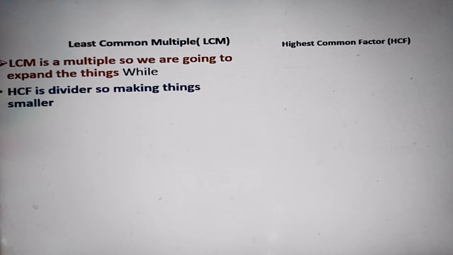So what is the difference between LCM and HCF? Basically LCM is a multiple, so we are going to expand things. As you have seen, the common multiple for 12 and 15 was 60. Okay, that was larger in number. And HCF is a divisor, so it makes things smaller. As we discussed, when we found the HCF of 12 and 15, it was 3, smaller in number.